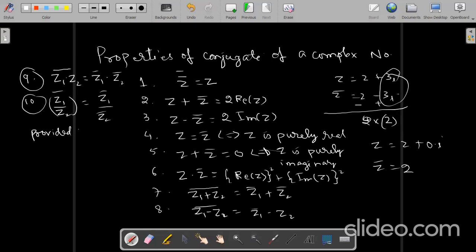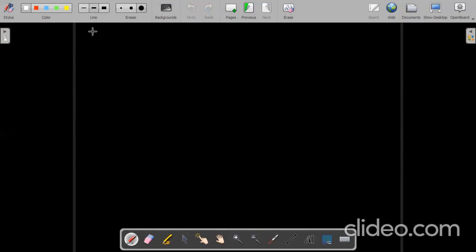But here, this condition should be followed: provided Z2 should not be equal to 0 and Z2 conjugate should not be equal to 0, otherwise it will become infinity. So conjugate plays a very important role. See, you have seen that if a plus iota b is multiplied with its conjugate a minus iota b, you will get a square plus b square, correct? On this property, there are many questions in your textbook. Also, we are taking one question from your textbook only.